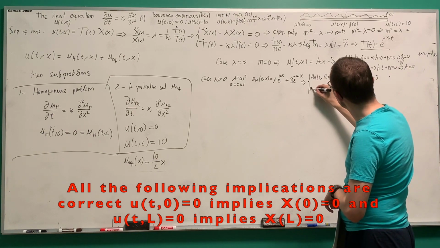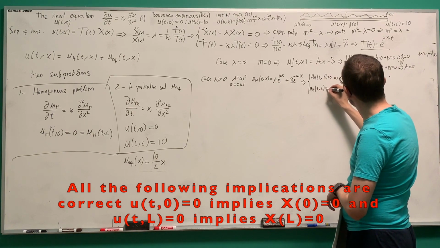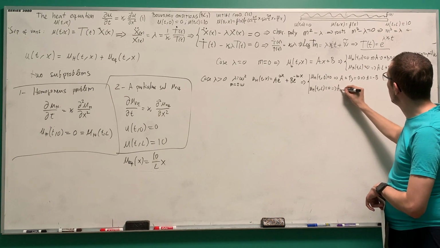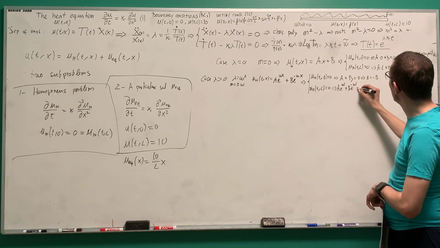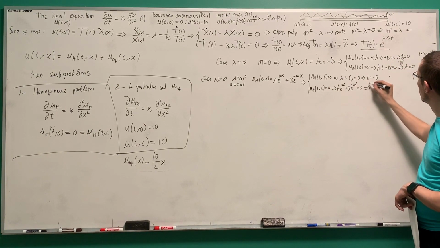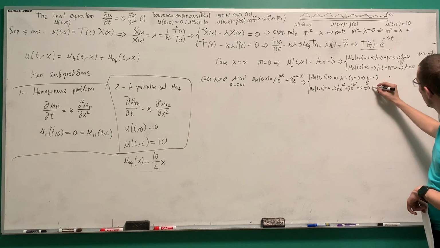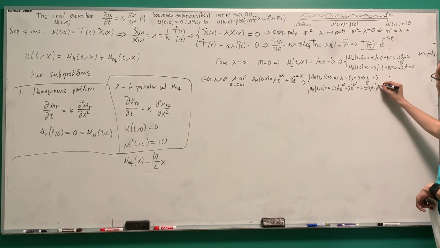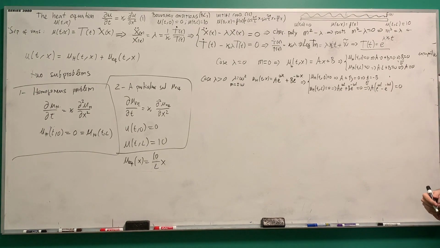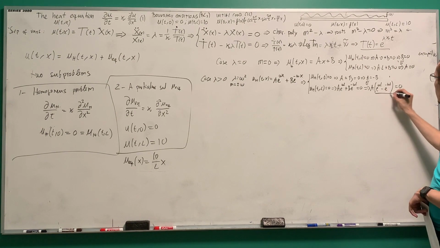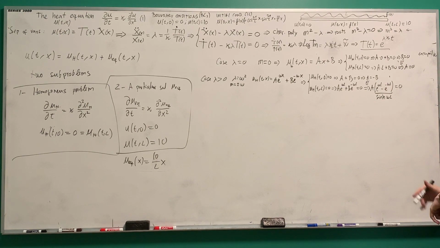On the other hand, imposing UH of TL equals 0 gives me e to the omega L plus b e to the minus omega L equals 0. Now using that A is equal to minus b, that gives me A times e to the omega L minus e to the minus omega L equals 0. And we found, well, this is the sinh of omega L. So three options we have here, right?